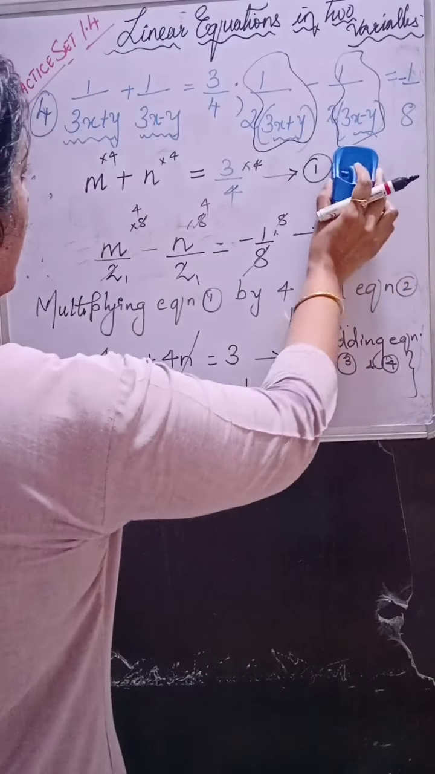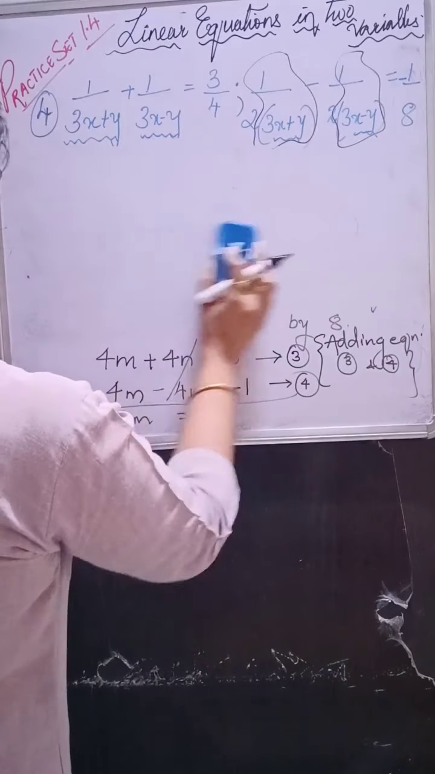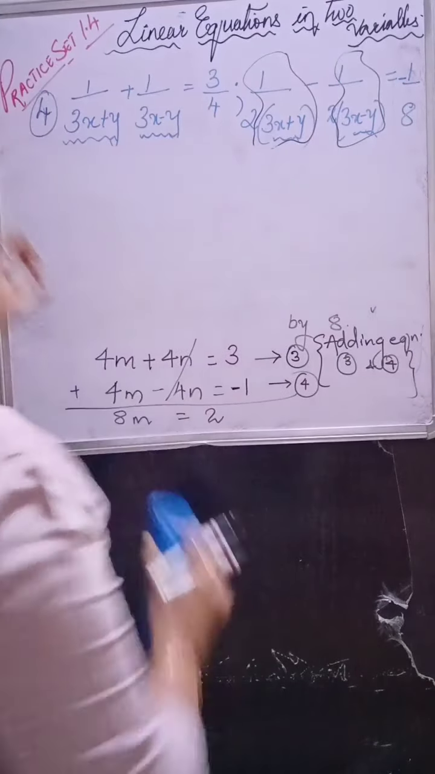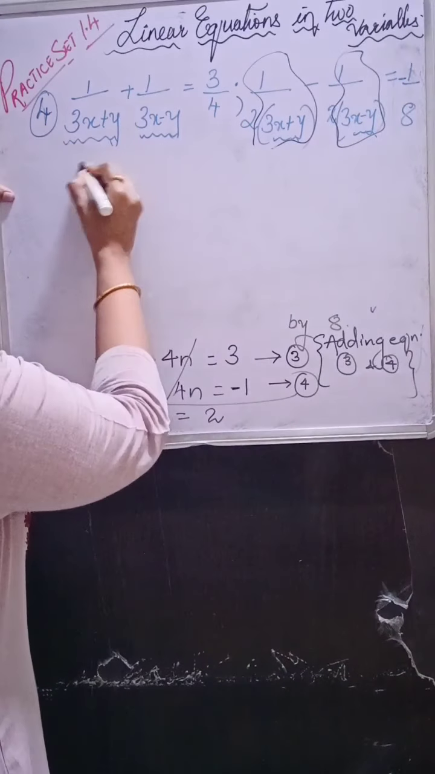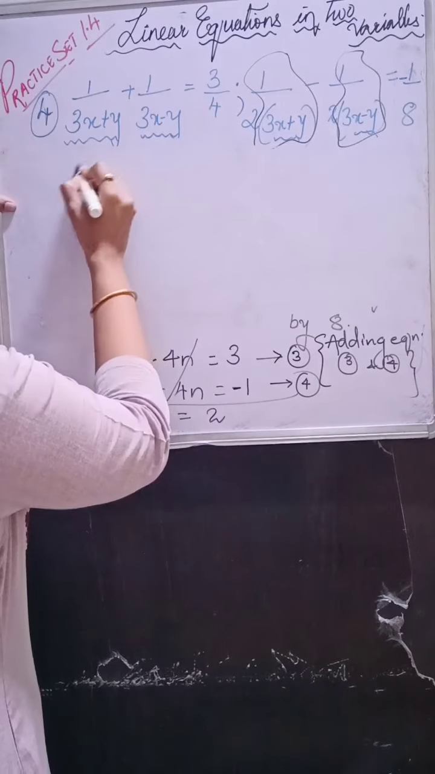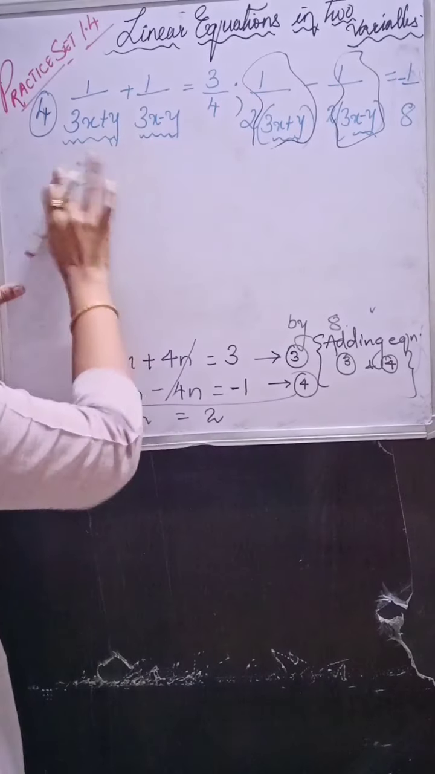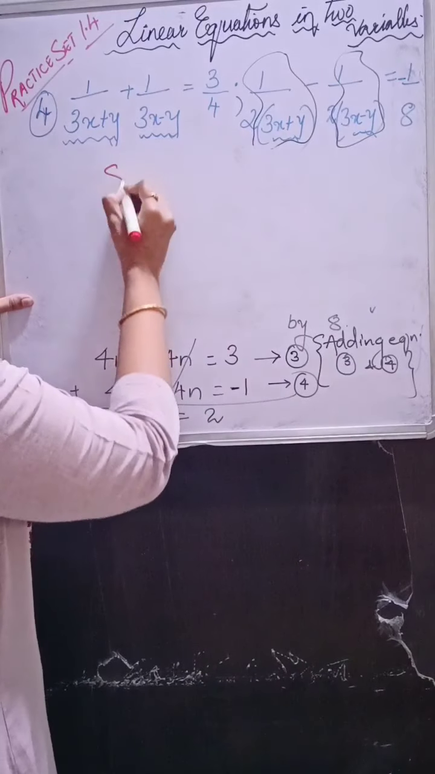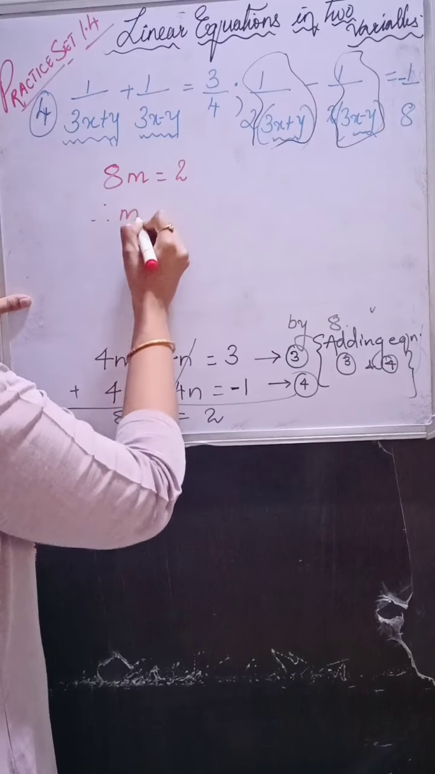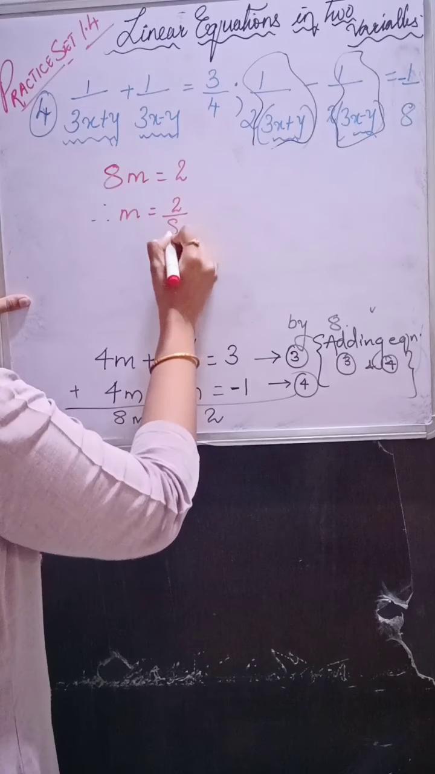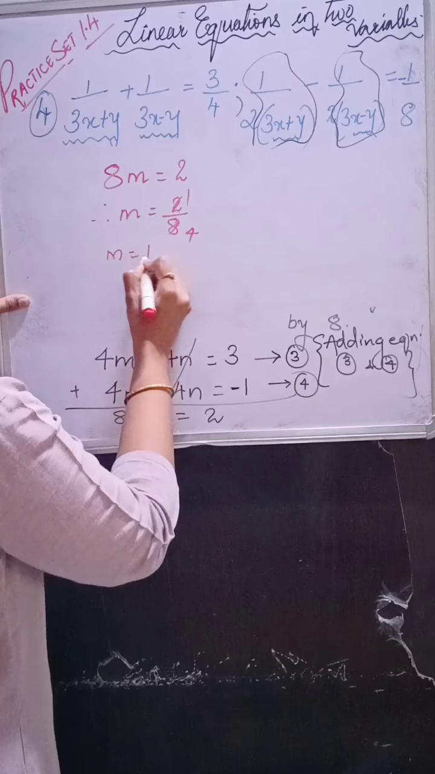This part let me cancel. I'll erase. I hope you have copied it. Till here I'll erase. So what are we getting now? 8m is equal to 2. Therefore m is equal to 2 upon 8. M will be 1 upon 4.